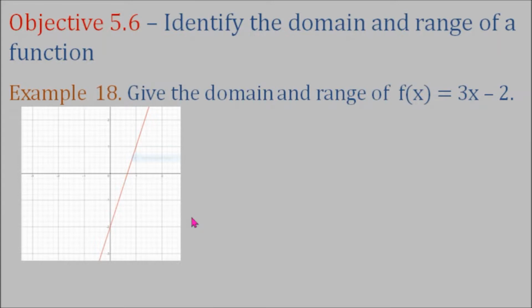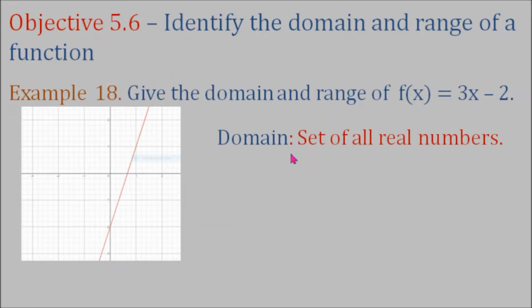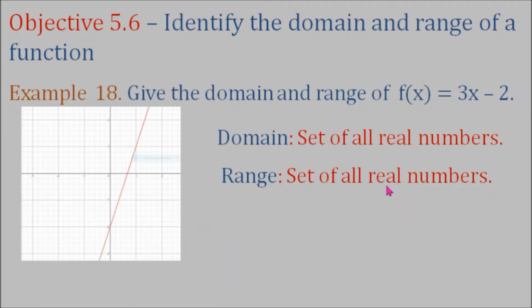Objective number 6. Identify the domain and range of a function. Example number 18. Give the domain and range of f of x equals 3x minus 2. So this is the graph of f of x equals 3x minus 2. So it's a line. The domain is the set of all real numbers because this line can be extended infinitely to the left and infinitely to the right. Our range here is the set of all real numbers because this line can be extended infinitely downward and infinitely upward.